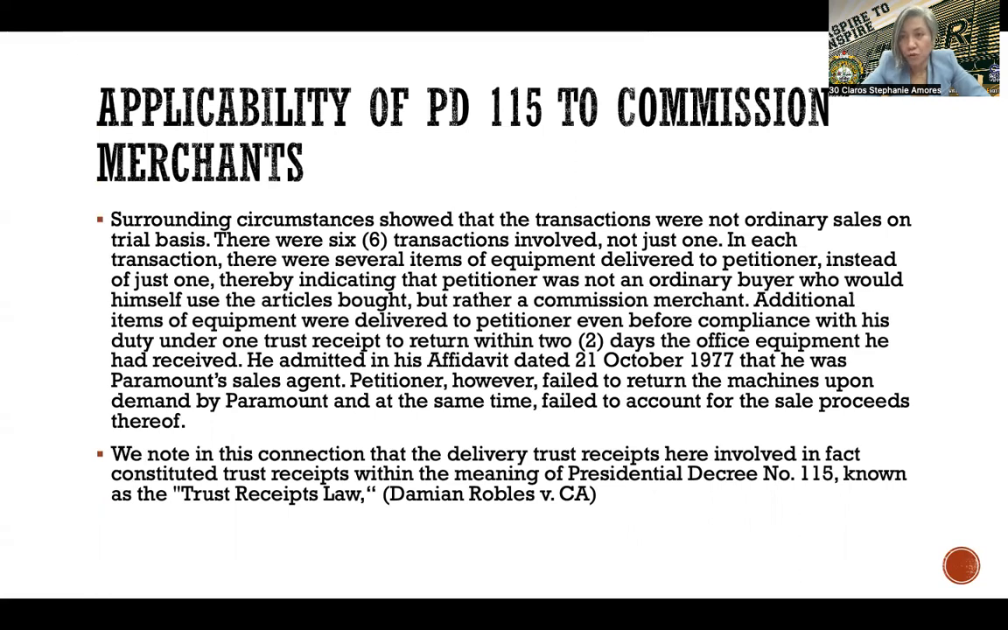Is PD 115 applicable to commission merchants or those who sell on commission, meaning they are not the absolute owners of the property, but they are acting on behalf of the true owner and they will earn commission for every sale made? Can this be made applicable to commission merchants? In the case of Damian Robles versus Court of Appeals, PD 115 can be made applicable to commission merchants.